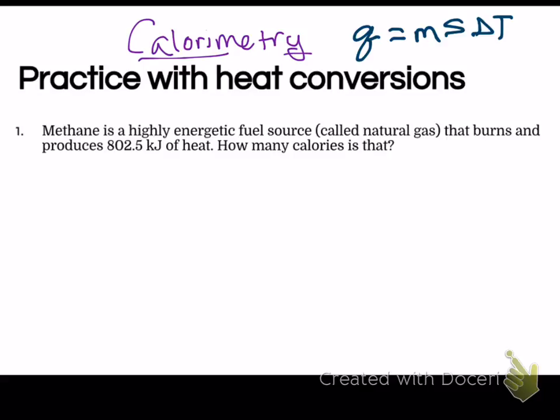Okay, so let's look at some examples. It says methane is a highly energetic fuel source. When it burns, it produces 802.5 kilojoules of heat. So there's a piece of information. We want to figure out how many calories that is. Oh, so here I don't have enough information to plug in to this equation because I don't have a mass. I don't know what the change in temperature is. All I have is a heat. So that means this is going to be a conversion problem.